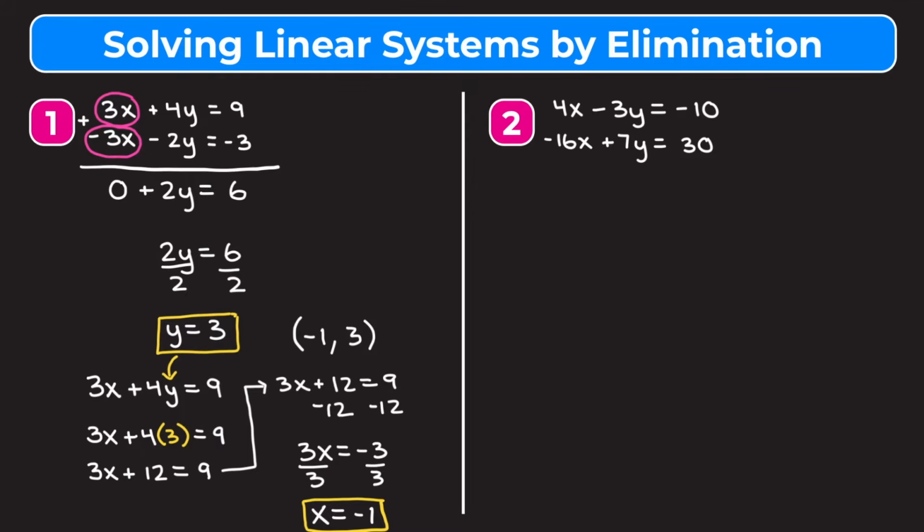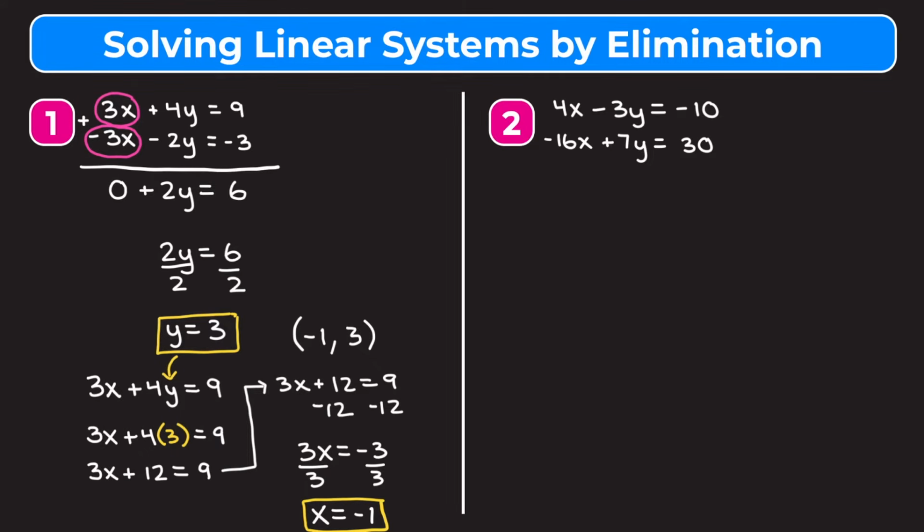Let's take a look at example 2. So in example 2, we have 4x minus 3y equals negative 10, and we have negative 16x plus 7y equals 30. So this time we don't actually have two terms that are opposites, right? In number 1 we had a 3x and a negative 3x, but we don't have anything like that in example 2. The good news is we can still use elimination. We're just going to have to do one more step.